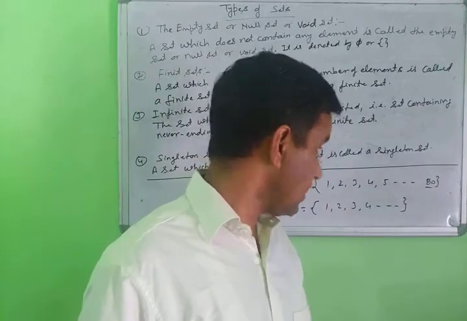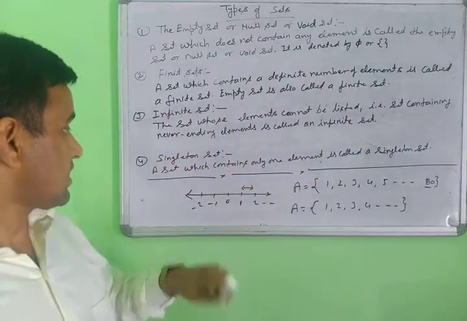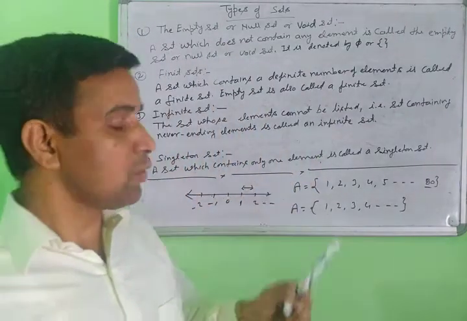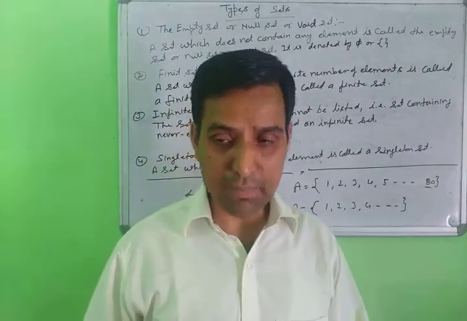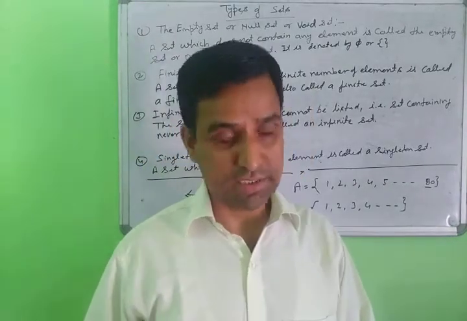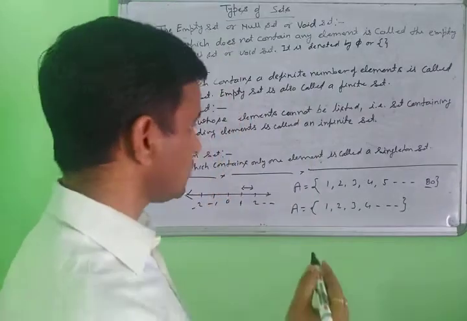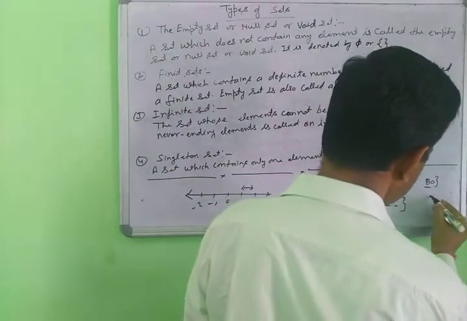Next is the singleton set. A set which contains only one element. Those sets having only one element are called singleton sets. Means suppose a set has only one element.